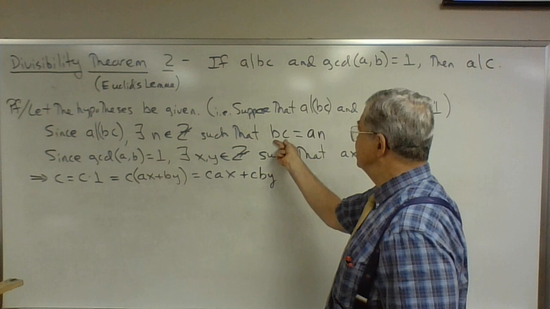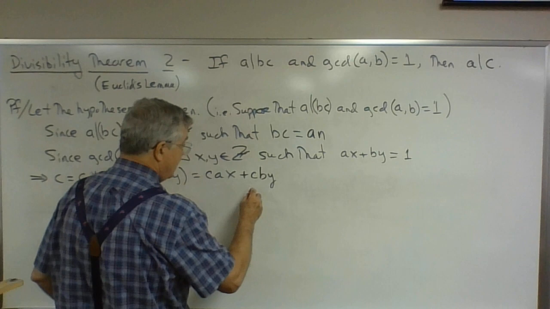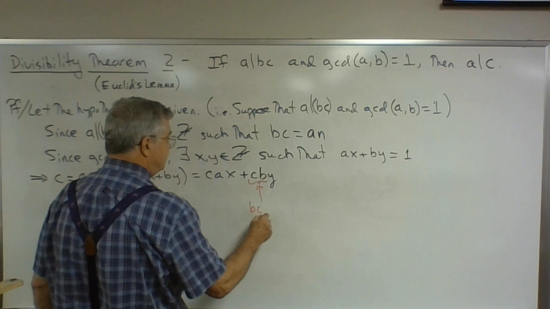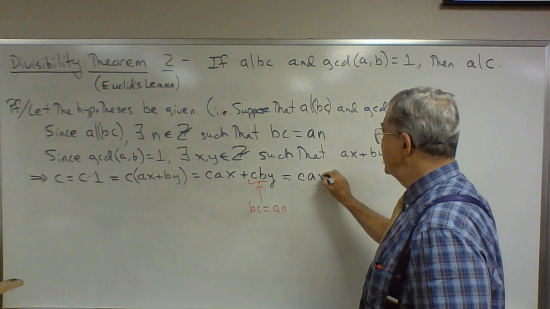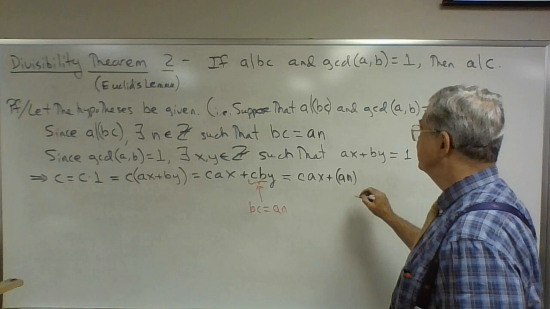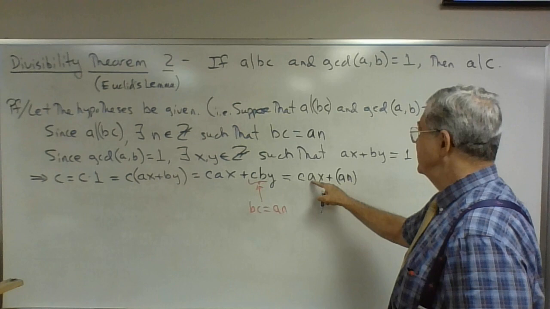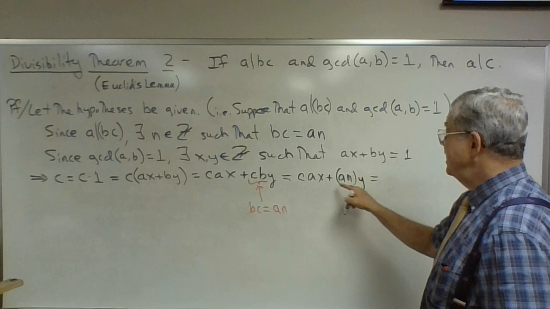CB here, BC there. BC is equal to A n, and there's my factor of A. BC equals AN. Almost certainly that's going to get me where I want to go. So I have CAX plus BC, which is AN. Let's see. BC is AN times Y. Okay. And I can factor out an A from each term. CX and NY.